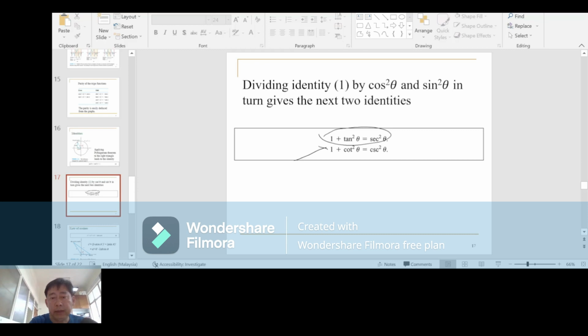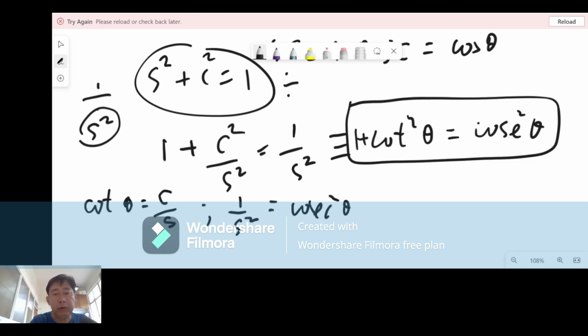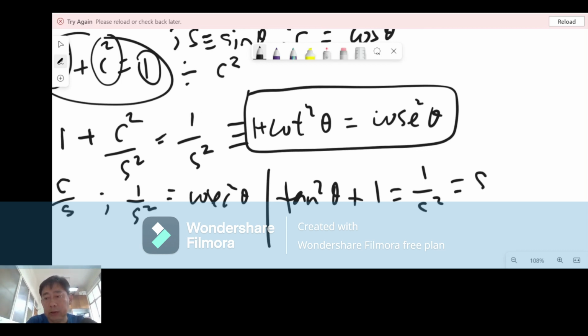The other identity could be easily obtained by dividing this equation, instead of by sine square, by cos square. So if you divide this by cos square, then what you get is sine square divided by cos square, you get a tangent square. Cos square divided by cos square, you get a 1. The right hand side is 1 over cos square. 1 over cos square is by definition equal to secant square. Okay, so that is the other identity.